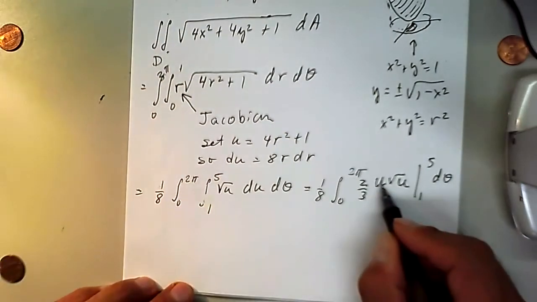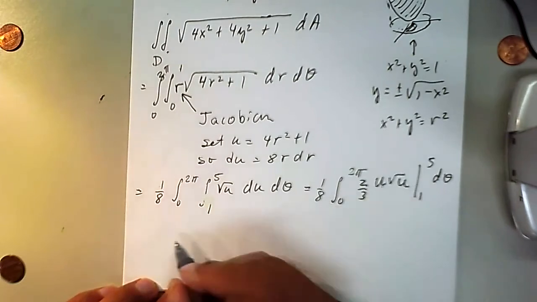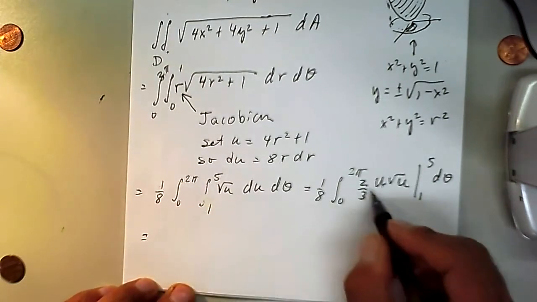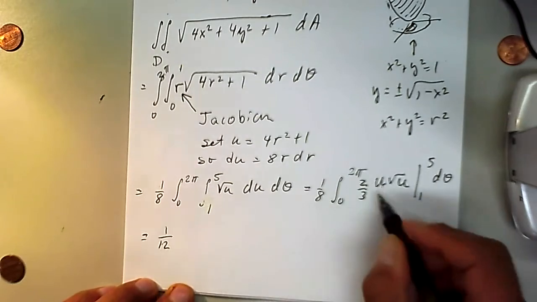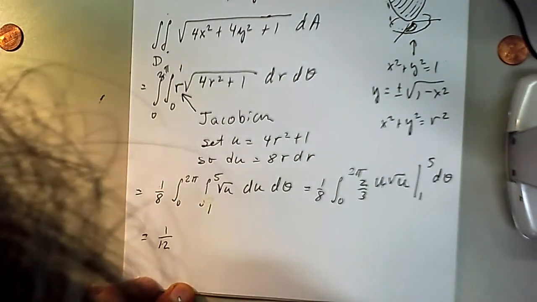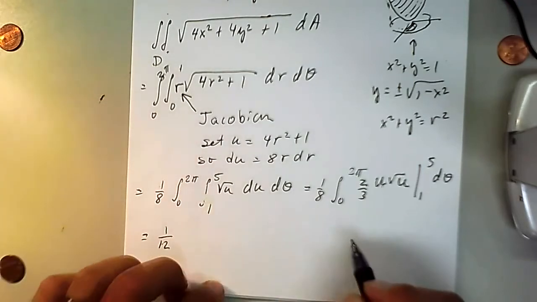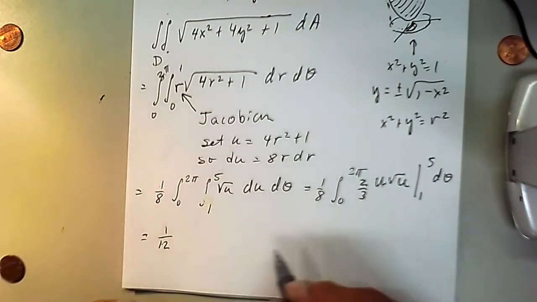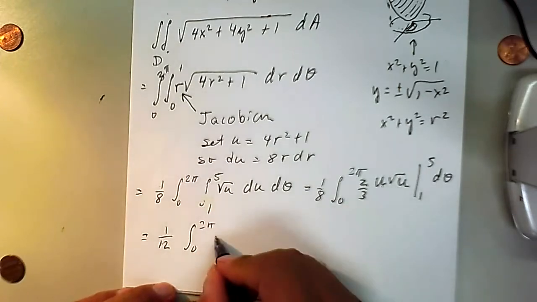Okay, so we are going to plug in 5. The 2/3 factors out and simplifies with the 8. So we actually have 1 over 12, I believe. And then we're going to still integrate from 0 to 2 pi. And we're going to have a constant here.